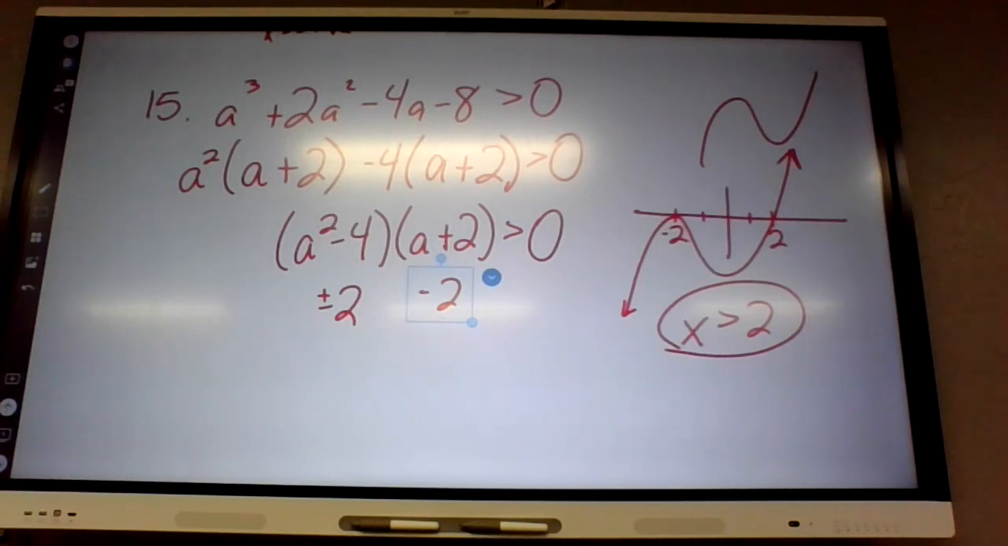Where else is the function above the x-axis?